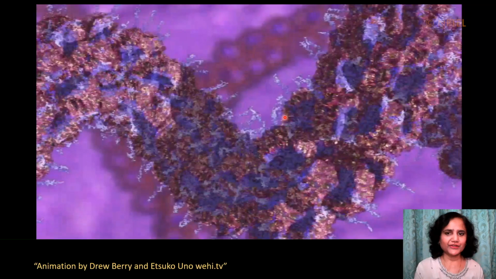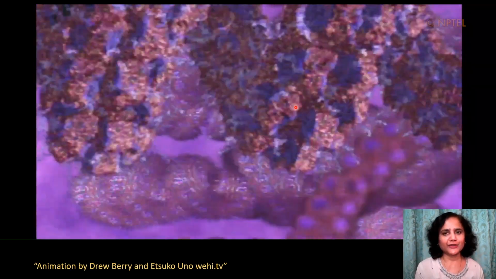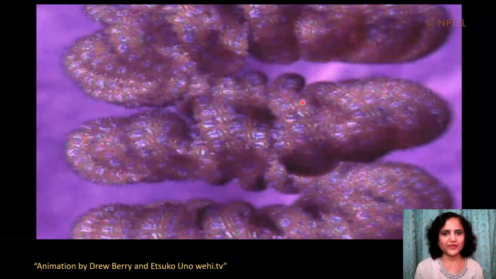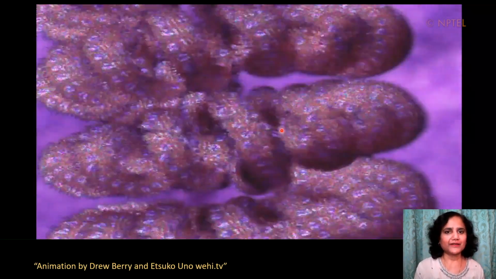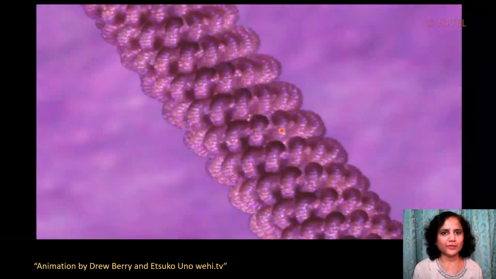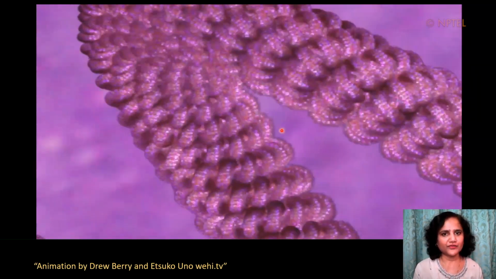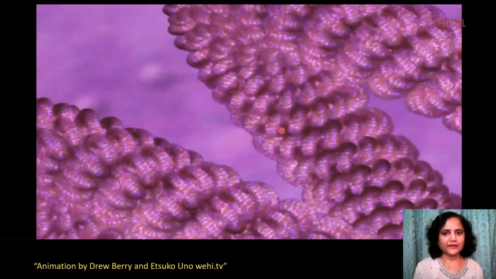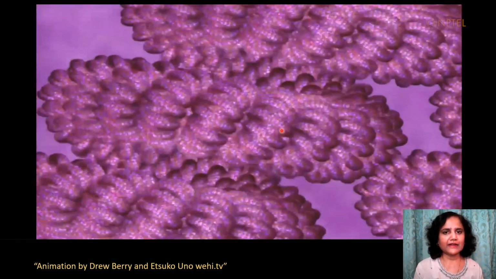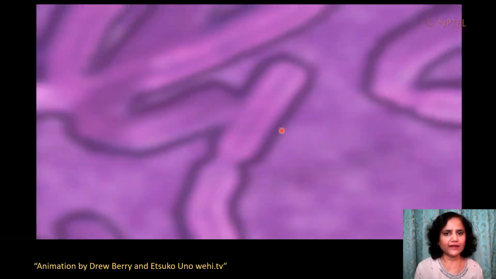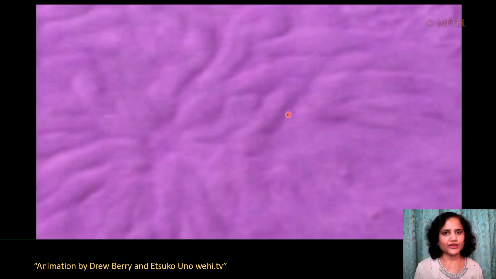This animation also shows further folding of the 30 nanometer fiber. Now this is hypothetical, of course, it shows some sort of spiral folding, but in reality the situation may be a little more complicated because there are distinct loops which are formed. But nevertheless, there are different levels of folding. There are higher levels of folding, and ultimately you get this compact mitotic chromosome, which is the most condensed form of chromatin, which is formed as cells enter mitosis. So in metaphase, you have the most compact organization of these DNA molecules.